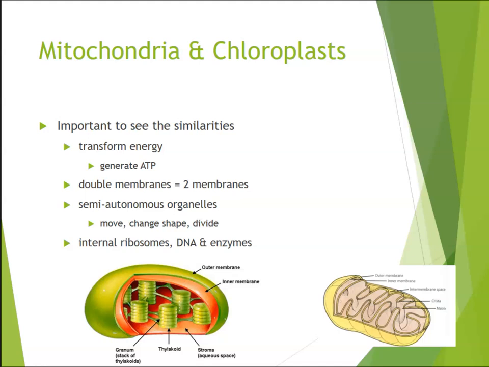There are a lot of similarities in the mitochondria and the chloroplasts. They both are involved in the transformation of energy. They are both double membraned structures. They are semi-autonomous, which means that they can move, change shape, and they can replicate on their own. In addition to that, they have internal ribosomes, DNA, and their own enzymes. So this is unlike any other organelle.